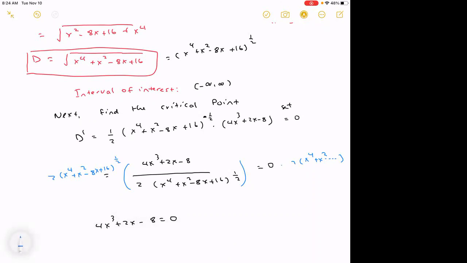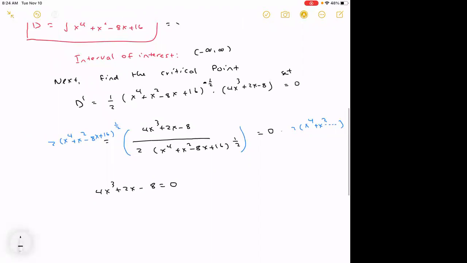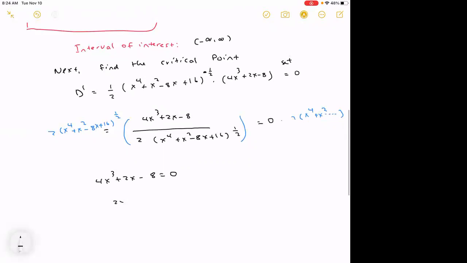Okay. Right hand side is 0 times whatever, which is 0. We can divide both sides by 2 or factor out 2. So we have only 2x cubed plus x minus 4 equal to 0, right? How do you solve this for x?